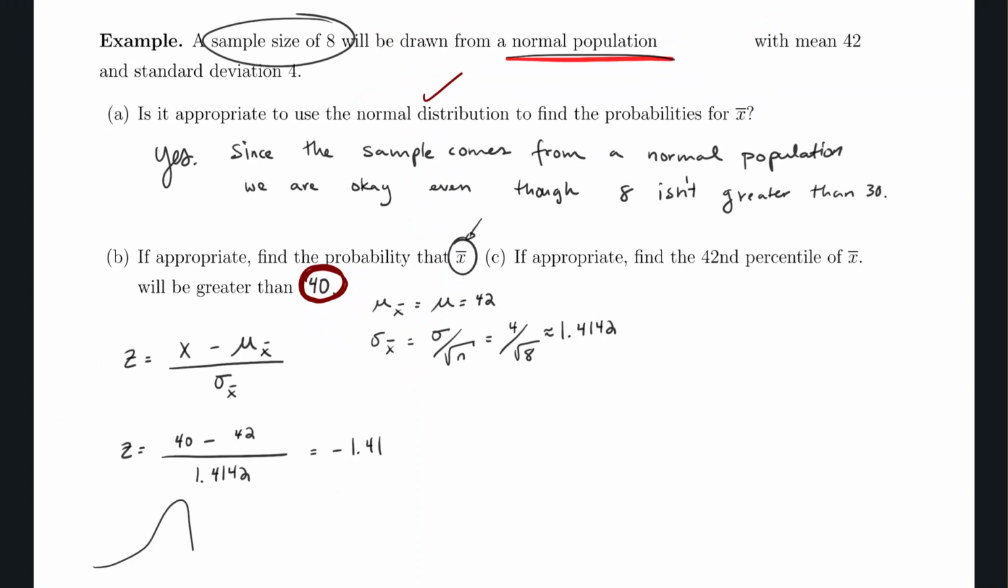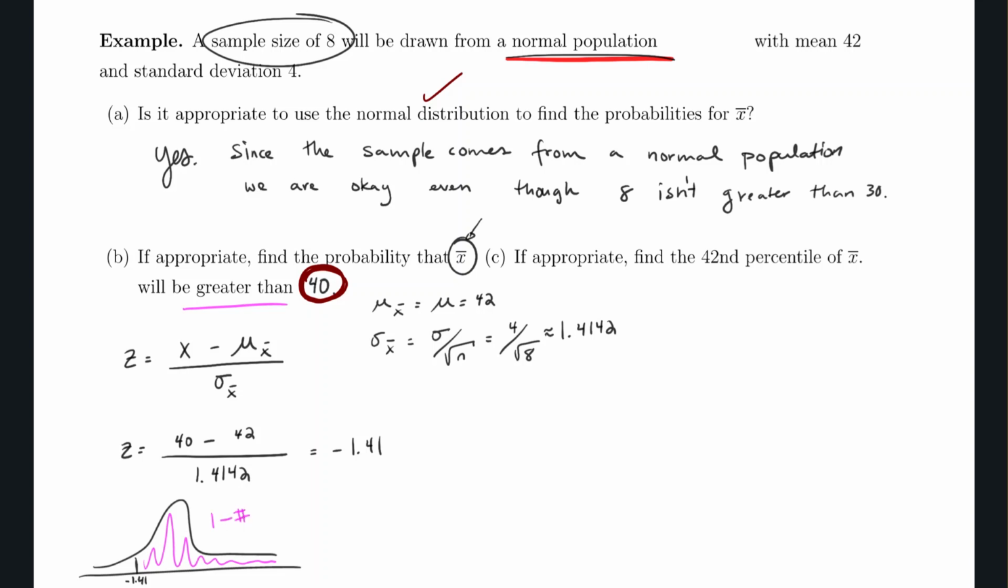We now draw my standard normal curve. My z-score, negative 1.41, would be here. I want to find the probability based on the phrasing that I'm greater than. Greater than is area to the right. Now I know the chart only gives me area to the left, so whatever I find, I'm going to say 1 minus that number from the chart.